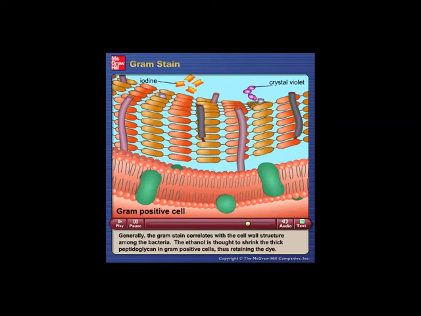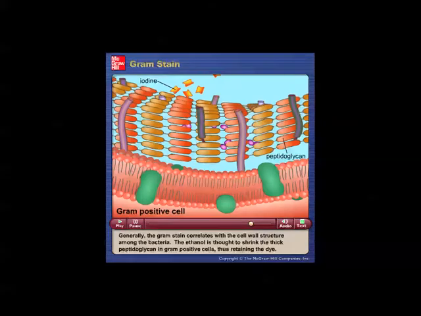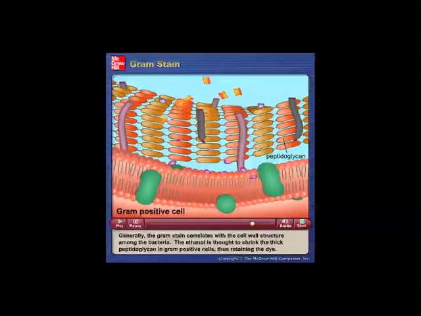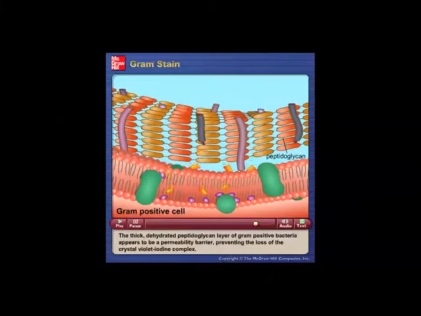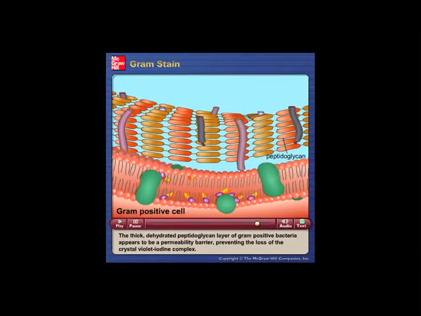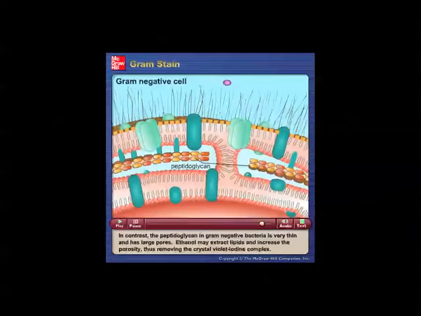Generally, the gram stain correlates with the cell wall structure among the bacteria. The ethanol is thought to shrink the thick peptidoglycan in gram-positive cells, thus retaining the dye. The thick, dehydrated peptidoglycan layer of gram-positive bacteria appears to be a permeability barrier, preventing the loss of the crystal violet iodine complex. In contrast, the peptidoglycan in gram-negative bacteria is very thin and has large pores. Ethanol may extract lipids and increase the porosity, thus removing the crystal violet iodine complex.